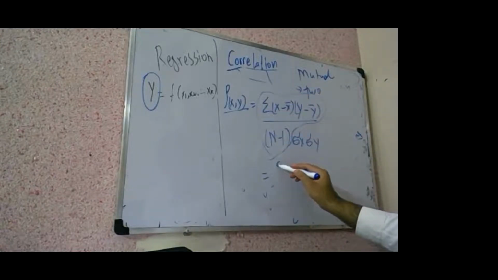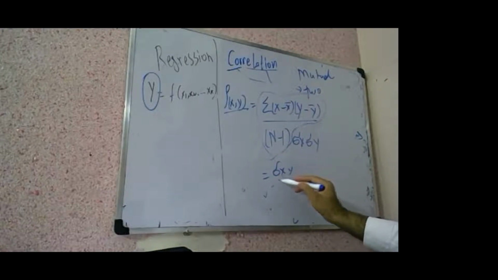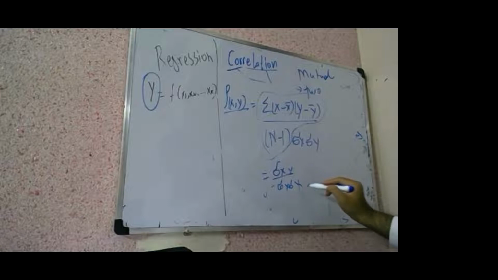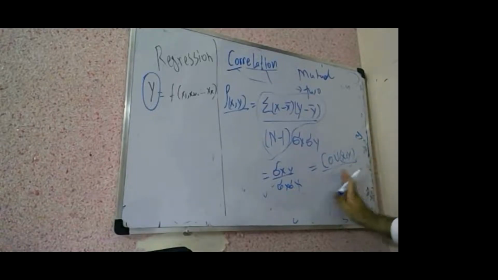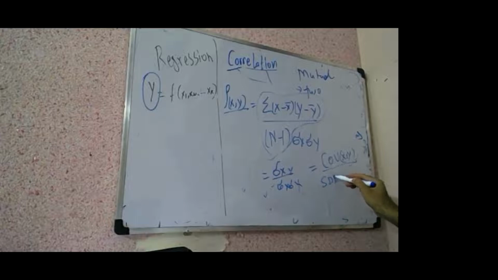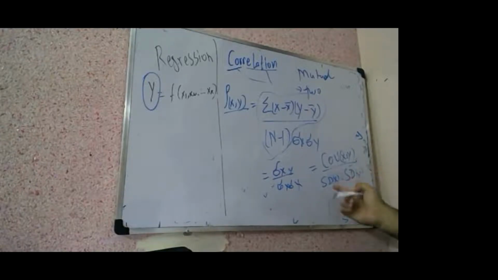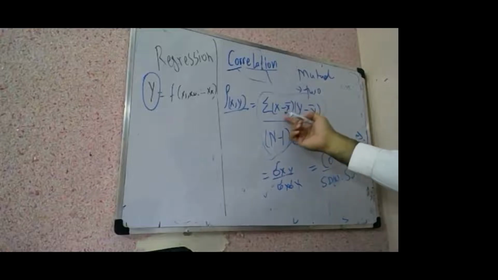So it is covariance of x and y divided by the combination of standard deviation of x and y. That's a covariance. That's a correlation. So it's specifically between two variables. Standard deviation of x times standard deviation of y. We know this is the root of variation, and that we have to calculate through this.